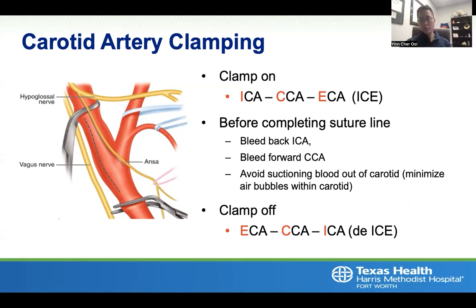Removing the clamps will be done in the reverse order of placing the clamps, or the mnemonic de-ICE, starting with the external carotid artery followed by the common carotid artery, then waiting a few seconds while allowing any potential debris, emboli, or air bubbles to be flushed into the ECA system, then releasing the ICA clamp.